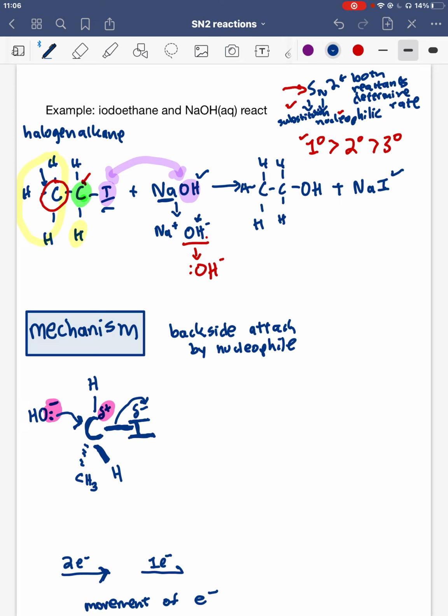Unlike when we formed free radicals back in free radical substitution, and we did homolytic bond fission, and only 1 electron went to the leaving group. In this case, both of the electrons in this bond are getting transferred to the iodine.